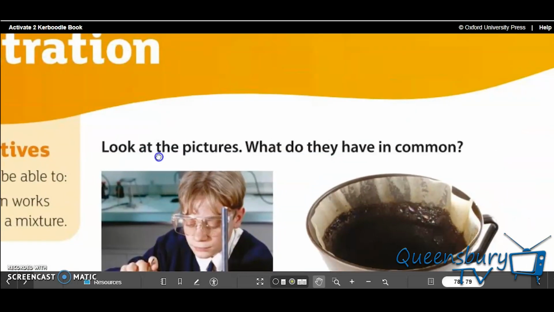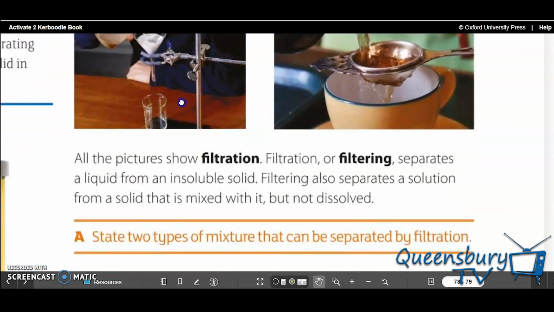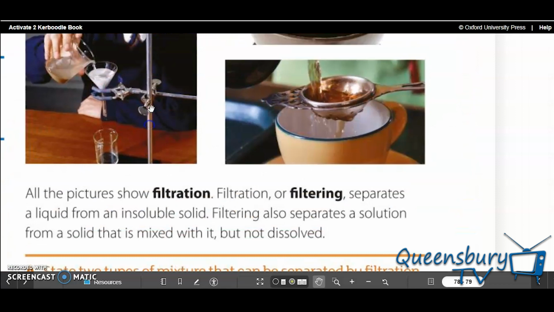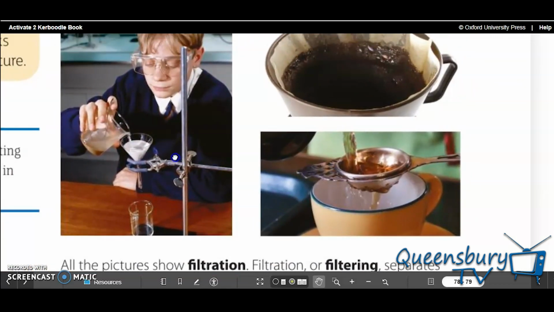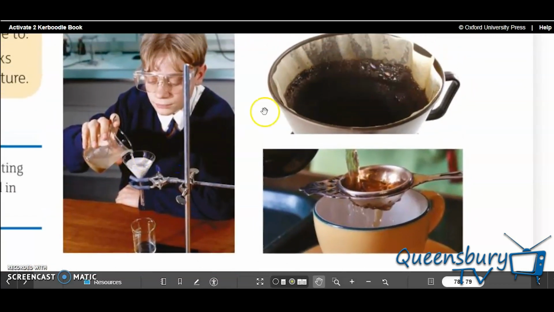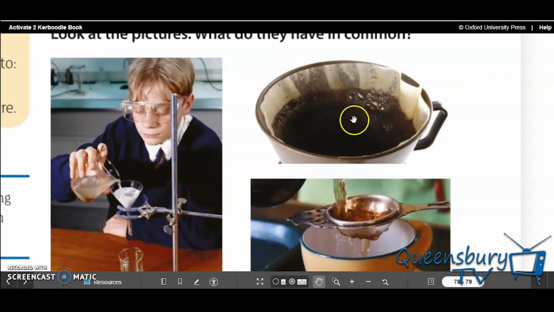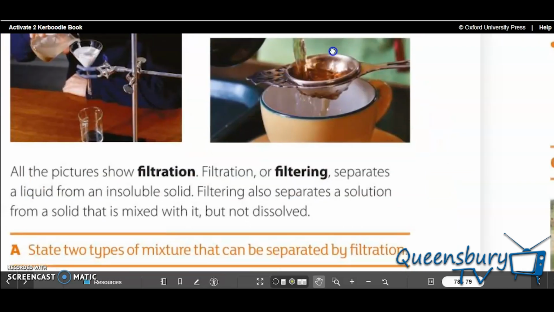Now, to begin with, we will go straight into what these images here show. So all these images here, here, and here are showing you filtration. So this is filtration in a school lab. This is filtration of some coffee substance. And this is filtration in the home using a sieve.